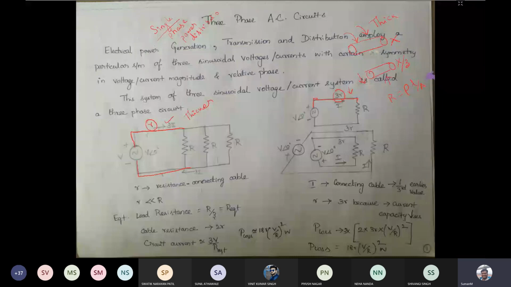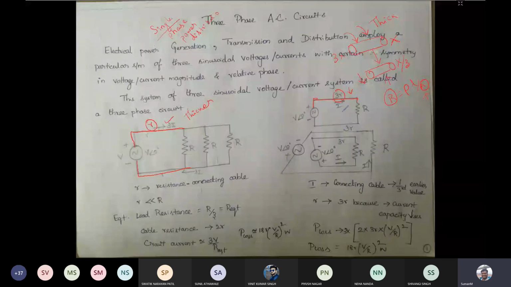So now the area is decreased. If the area is decreased, the resistance of the wire is increased. Comparatively, the thickness of the wire is 3 times larger for this when compared to this case. Because of that, the area is reduced by nearly 3 times, so the resistance of the cable is increased to 3R. Like that, the same thing is happening at all the locations.